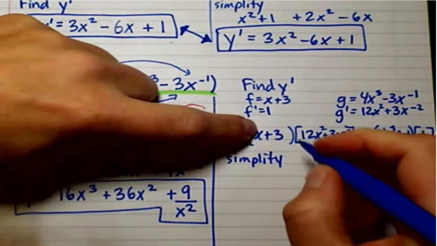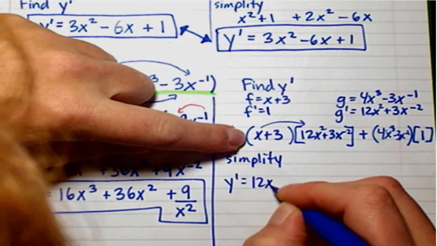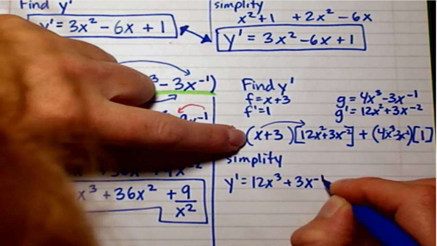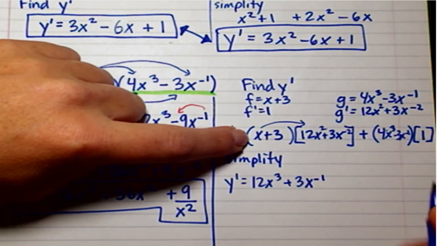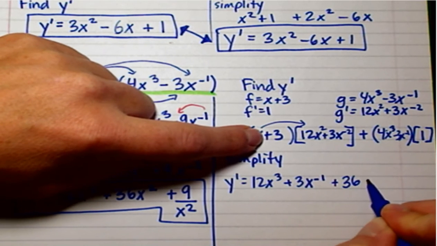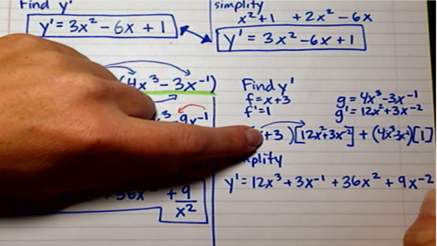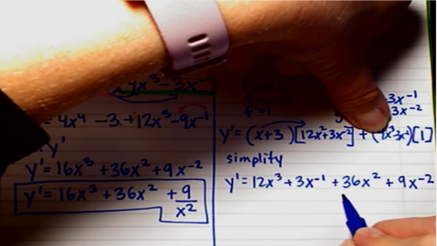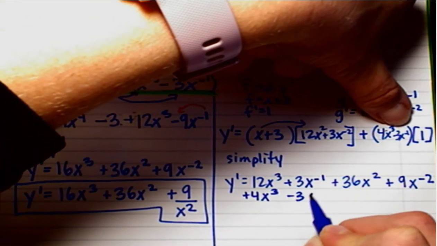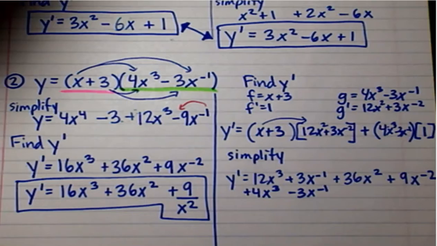All right, lots of distributing here. Let's see if I can do it correctly. Y prime equals 12x cubed plus 3x to the negative 1, right? Because I'm adding my exponents. Okay, plus 36x squared plus 9x to the negative 2. I'm just going to have to distribute here, okay? Plus 4x cubed, and conveniently they line up. That's just because I didn't have room to multiply it all out there, so I just did 2 rows.